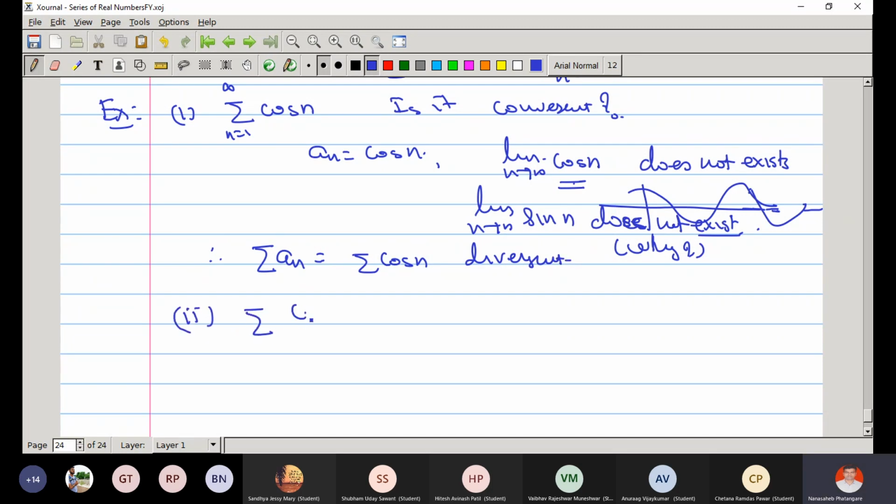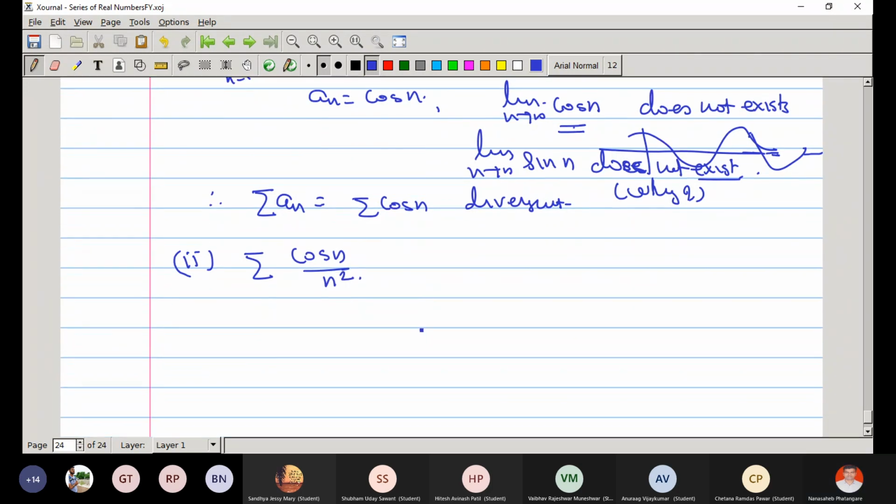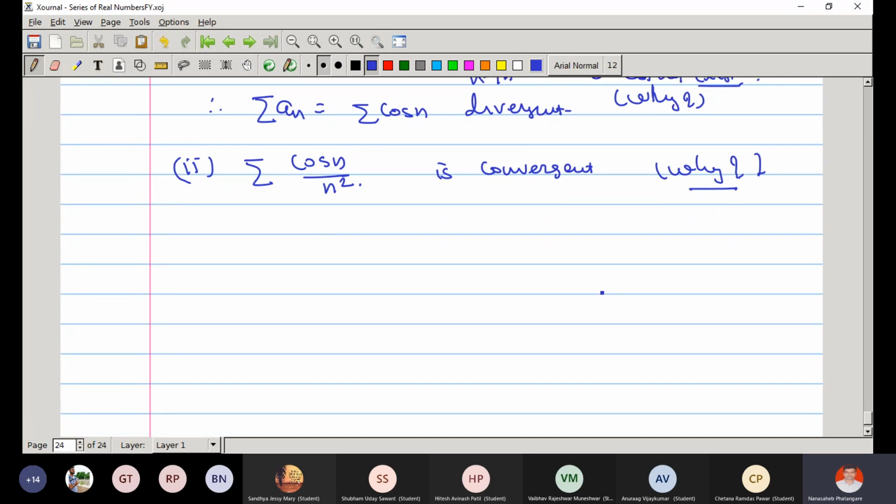And therefore, what about the series cos n upon n square? This series is convergent, right? Why? By similarity to the previous one. Cos n is divergent, but if you multiply by 1 by n square, it is convergent. So similar to the previous discussion, what we had.